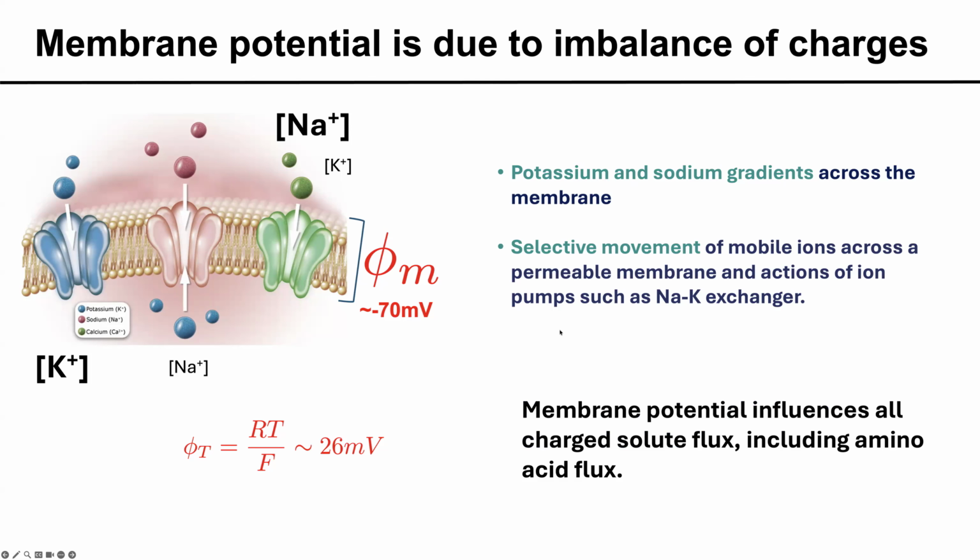And the membrane voltage is obviously important for ionic fluxes, and by the same token, it influences all charged solute flux. This includes amino acids, because amino acids are typically charged, and if they're transported together with counterions, then their transport flux also depends on the ionic concentration of counterions. So the question of membrane voltage ultimately also influences things like metabolism.